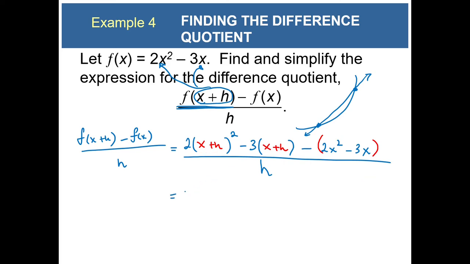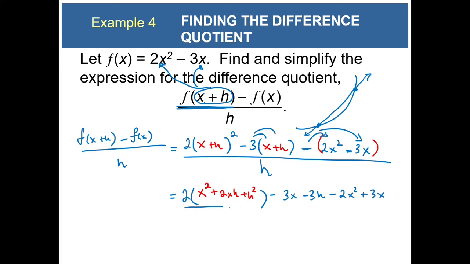So now we have 2 times, we'll replace the x plus h squared with x squared plus 2xh plus h squared. And we'll distribute the negative 3 to the x plus h. This gives us negative 3x minus 3h. And we'll also distribute the negative through the right side of our expression. Negative 2x squared plus 3x. This becomes a plus because of the double negative. And we still have to divide that by h.